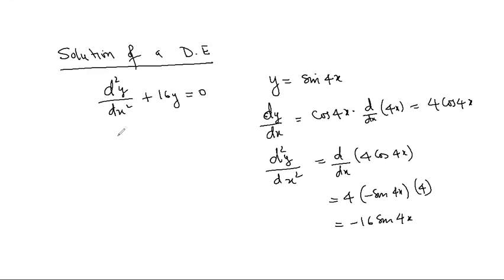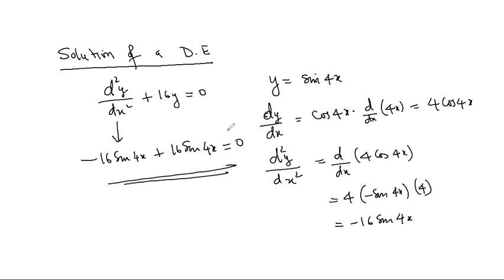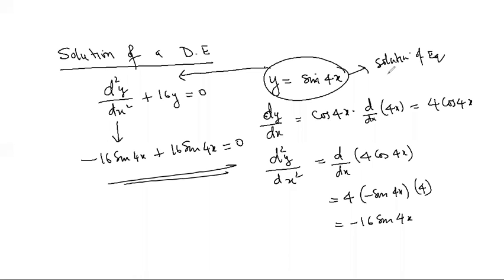Now tell me, if I replace the second derivative here by minus 16 sine 4x and I replace y by sine 4x, am I getting the right hand side? Yes, sir. This is satisfying this equation. Therefore, this is a solution of the equation. Did you understand? Yes, sir.